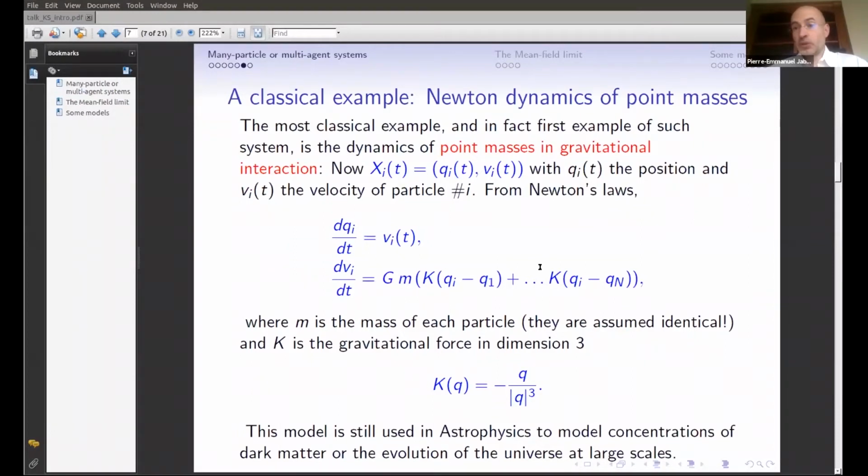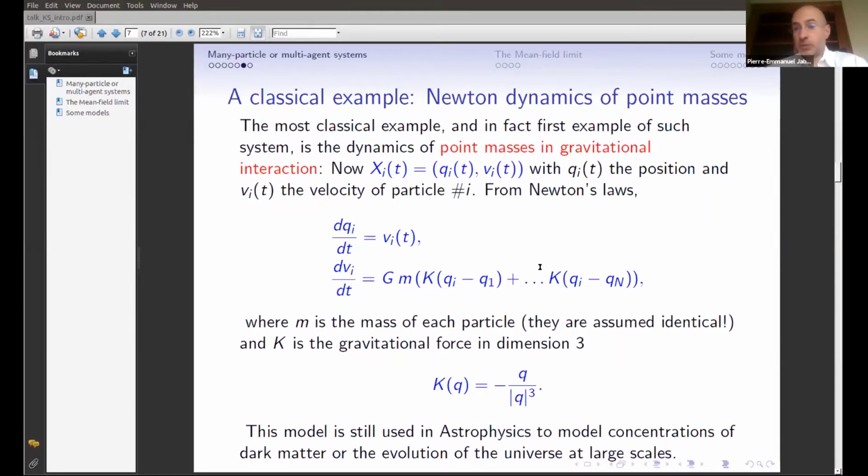So let's go to the first classical example, which I had mentioned, which is the Newton dynamics of point masses. So I consider now n point masses. Point means that I neglect the size of each mass in gravitational interaction. So what do I need to track? I need to track their position, qi, and their velocity, vi. And I just apply Newton's law.